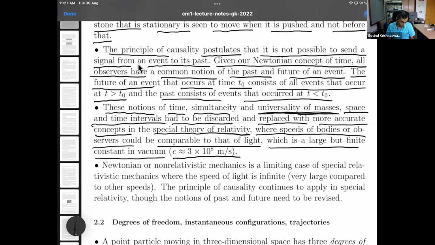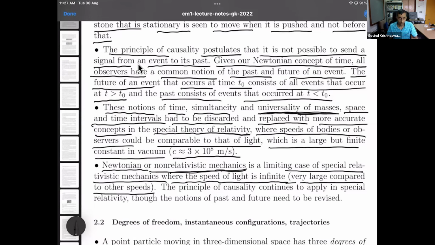But in retrospect, we can say that Newtonian or non-relativistic mechanics, as it is technically called, is a limiting case of special relativistic mechanics when the speed of light is infinite. So the subject of mechanics that we are going to discuss now, which is called Newtonian mechanics or non-relativistic classical mechanics, is a limiting case of special relativistic mechanics when the speed of light is assumed infinite. Of course, when we say that something is infinite in physics, we usually have to qualify that. We mean that the speed of light is very, very large compared to other speeds relevant to your problem.